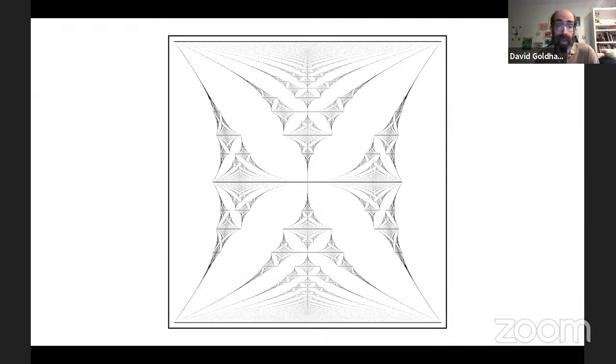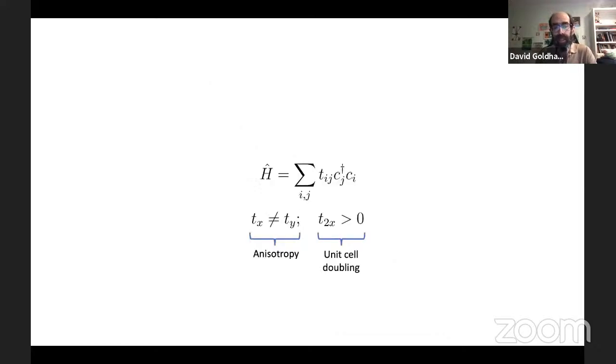isn't what we measure. We measure not in energy space, but in density. So I'll step you through how this works. But in any case, the Hamiltonian here is very simple.